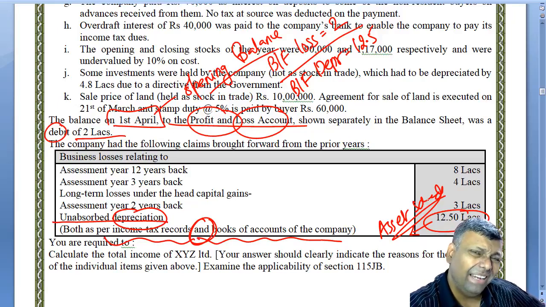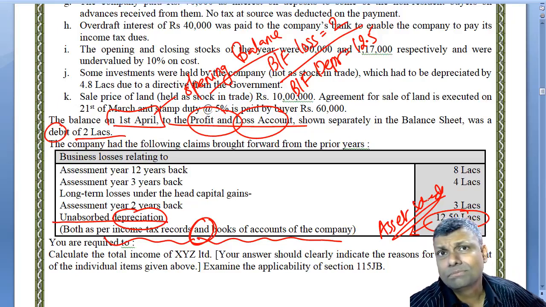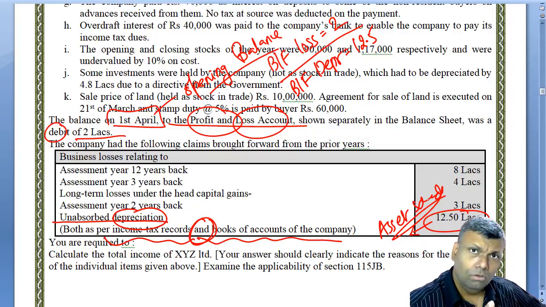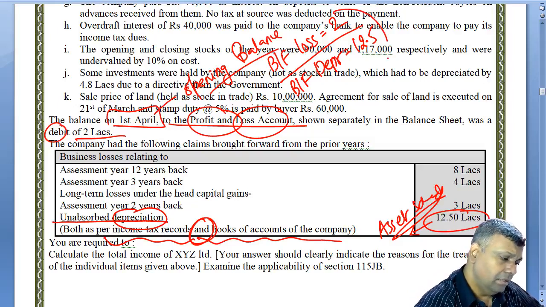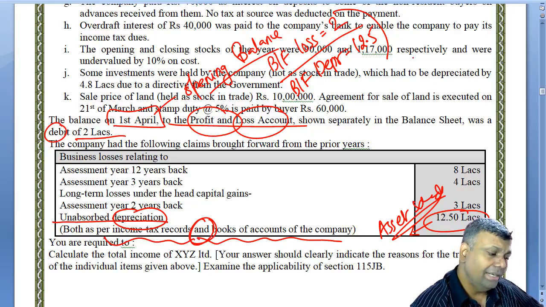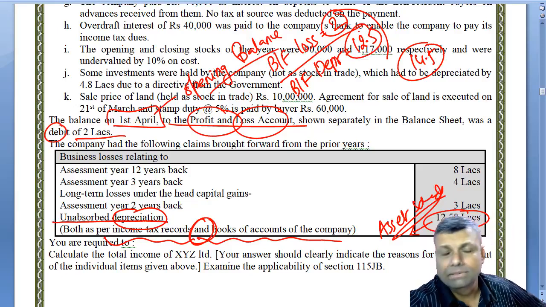So, will that be correct accounting? I'm not very much sure about it. Or should that not be the case? Should that not be the case that the opening P&L appropriation by itself should be 14.5, and of that the breakup should be 2 and 12.5 separately?